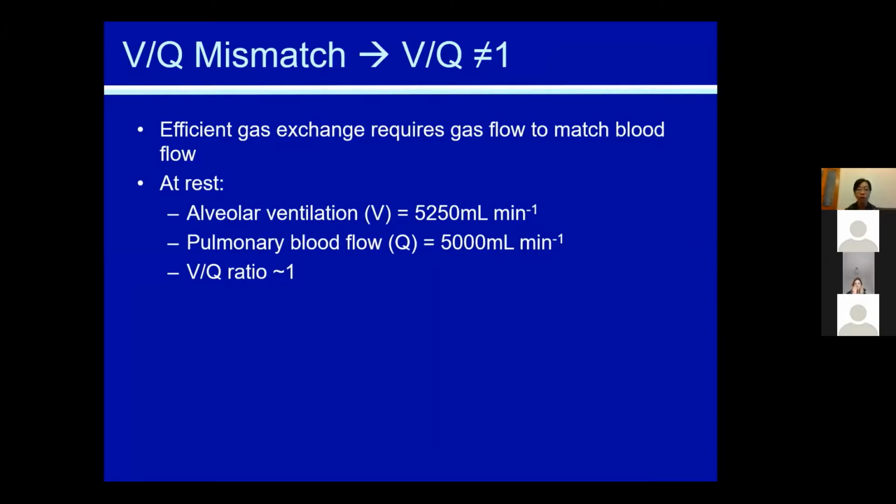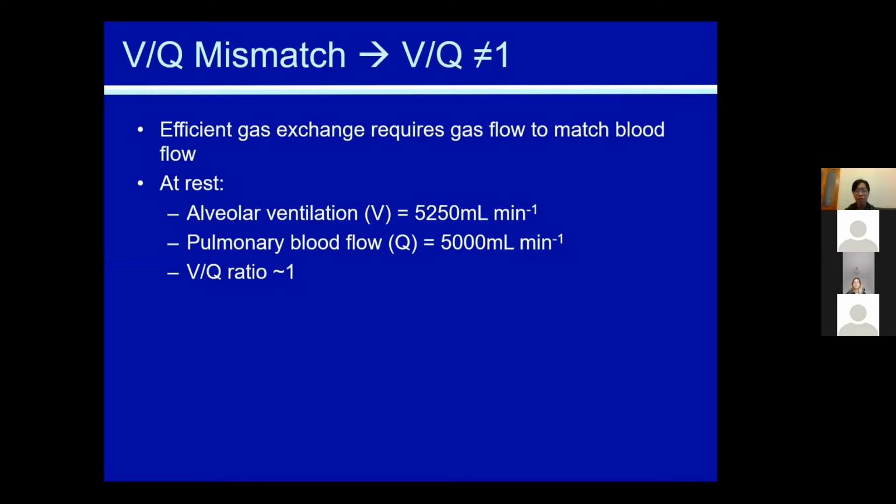So what is VQ mismatch? Like I said, in order for efficient gas exchange, you need areas of the lung where gas comes into close contact with blood. So if you have the same amount of gas and the same amount of blood in all areas of lung, that is ideal VQ matching, V being ventilation and Q being pulmonary blood flow. At rest, your total alveolar ventilation, i.e. the alveoli that get air, is about 5 litres. The total pulmonary blood flow is also about 5 litres. So overall, your lung VQ ratio is about 1.